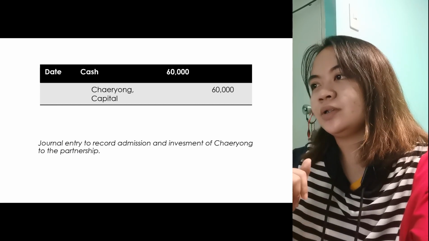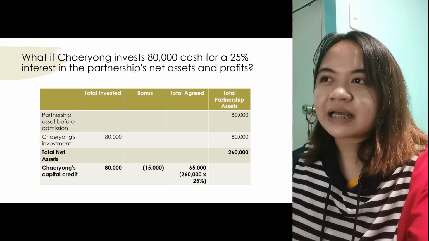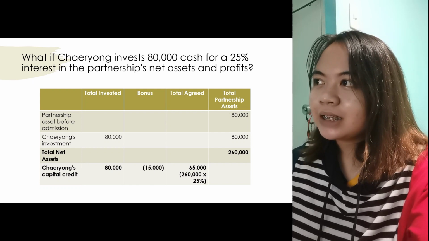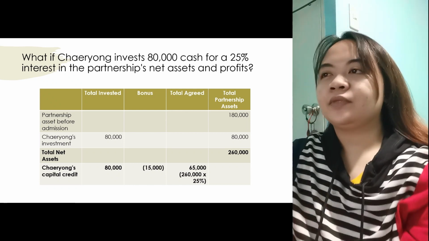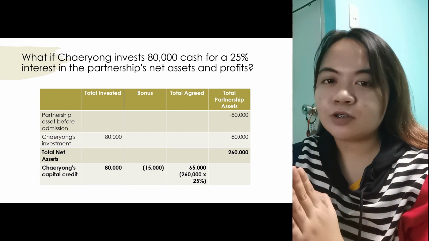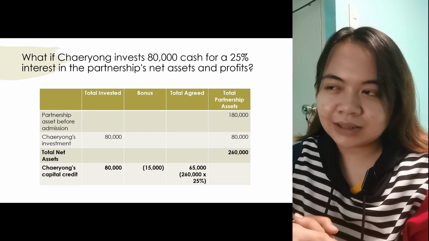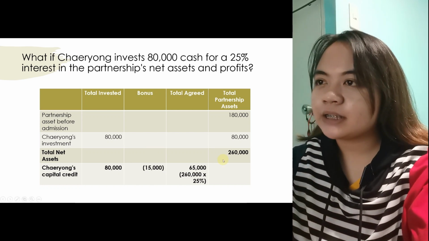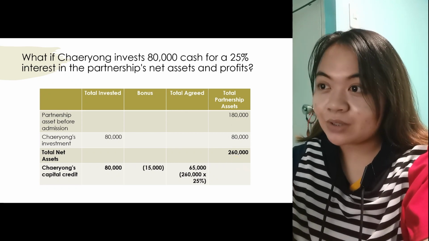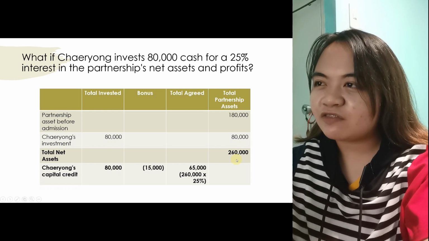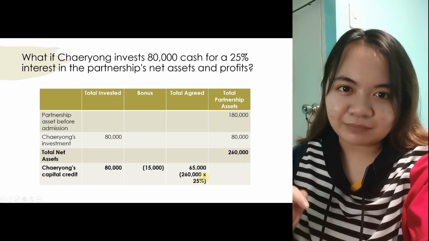Okay. So, yan. Next, scenario. What if Cheryong invests 80,000 cash for a 25% in the partnership net assets and profits? So, 80,000. 25% pa rin. Okay, let's compute. Partnership asset before admission, you have 180. Okay. Cheryong's investment, total investment column, 80,000. So, nung in-invest na ni Cheryong yung 80,000, 180 plus 80, you get 260,000. Okay? 260,000 na siya. Then, you multiply it sa 25%, yun yung magiging total agreed ni Cheryong. 260 times 25, you'll get 65,000.